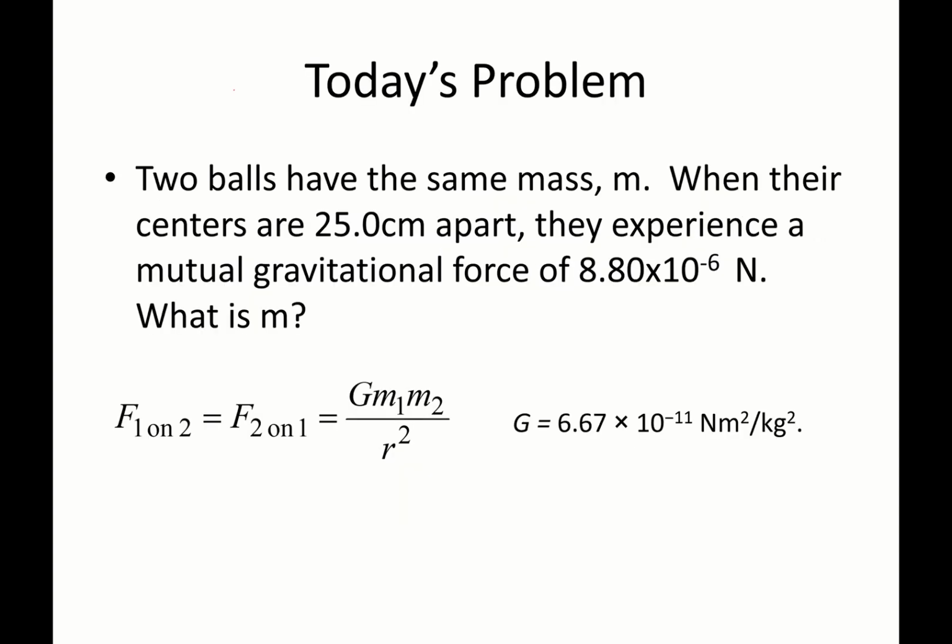Okay, so the problem I want you to do today is a simple problem where you've got two balls that have the same mass, and we say that when they're 25 centimeters apart, they experience a gravitational force of 8.8 times 10 to the minus 6 newtons. And so based on that, you won't need to calculate m. It's a very simple calculation that you should be able to do quite quickly.